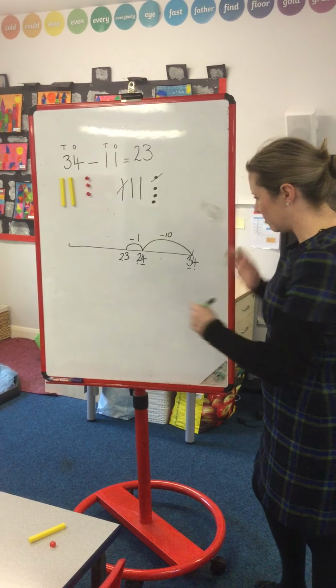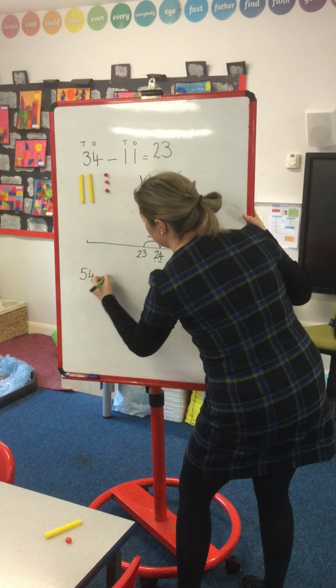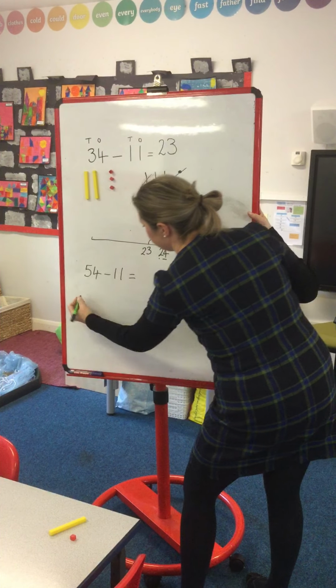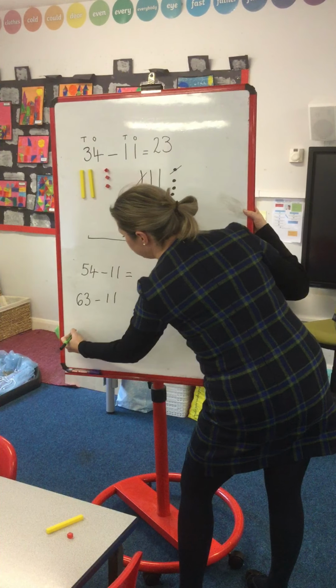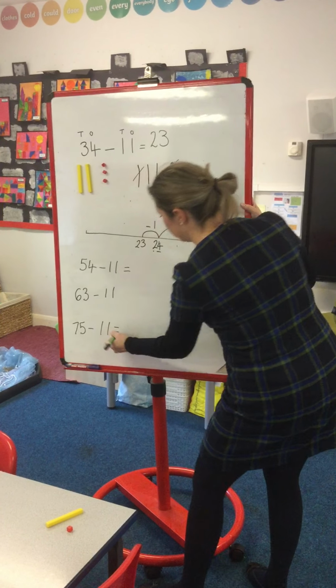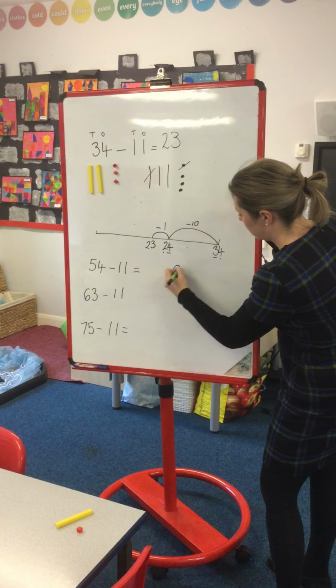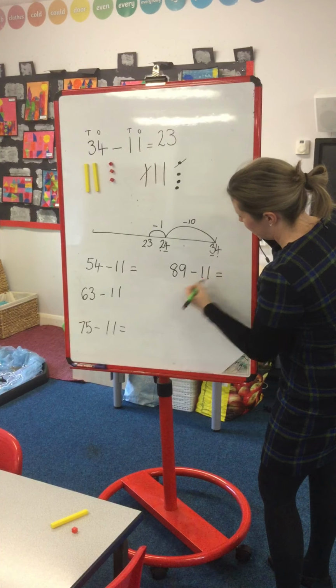In fact, shall I write some on the bottom just here now? So 54, take away 11. 63, take away 11. 75, take away 11. Big numbers now. Ooh. 11.